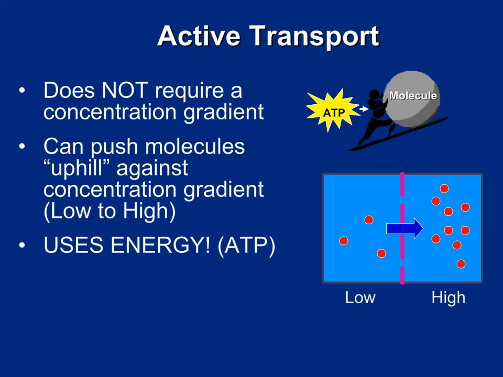Okay, now that we've talked about the three ways in which passive transport can be used to move things across the cell membrane, we're going to talk about active transport. And active transport differs from passive transport in that it specifically can push things against their concentration gradient, and it also needs a source of energy.